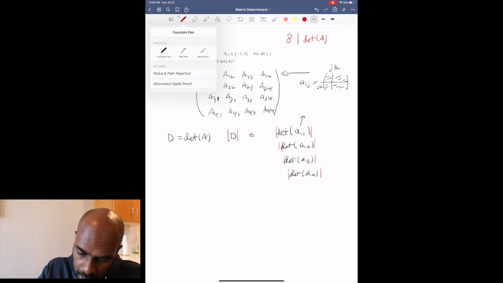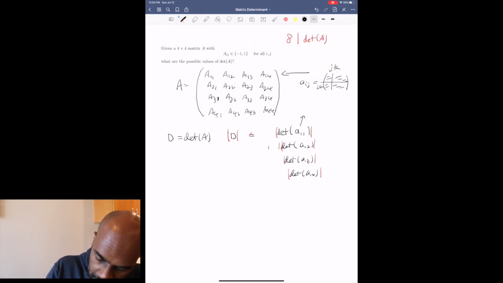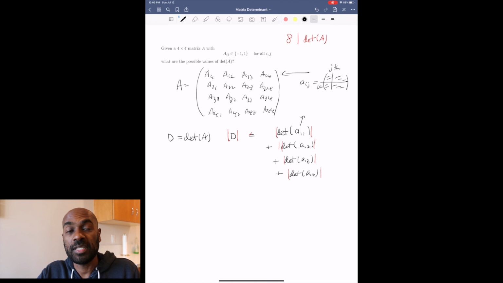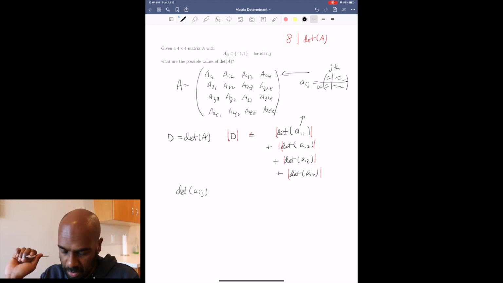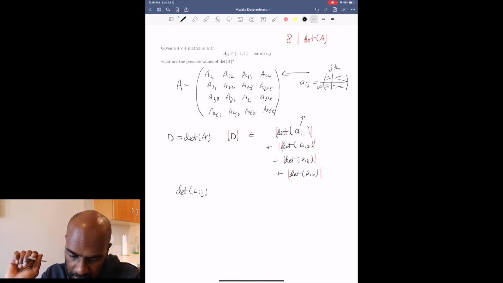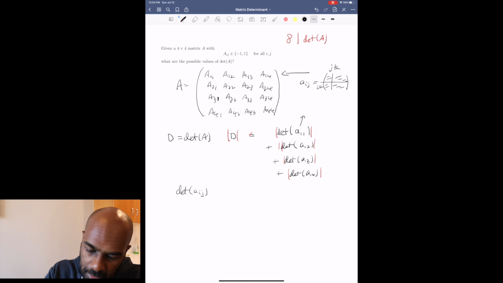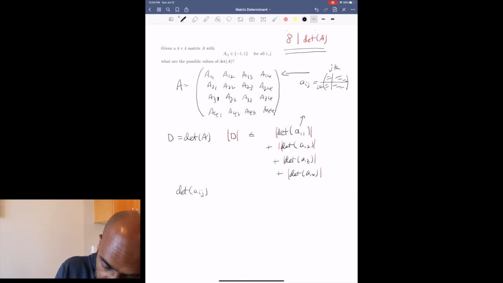Okay, so what can we do with this? Well, now these are the determinants of 3 by 3 matrices, all of whose entries are positive or negative 1. And so we can bound the absolute value of each of these. Okay, and so we're interested in bounding the determinant of these 3 by 3 minors. So we can use a similar idea as we did before. By the same argument that we had, that in a 4 by 4 matrix whose entries are positive or negative 1, 8 divides the determinant of A, we're going to know here that actually 4 divides the determinant of this.